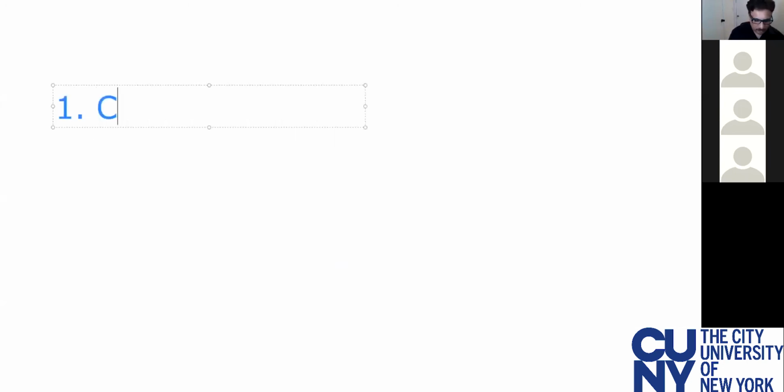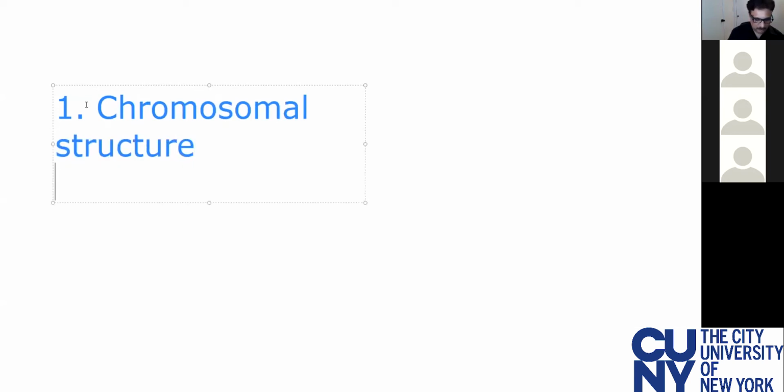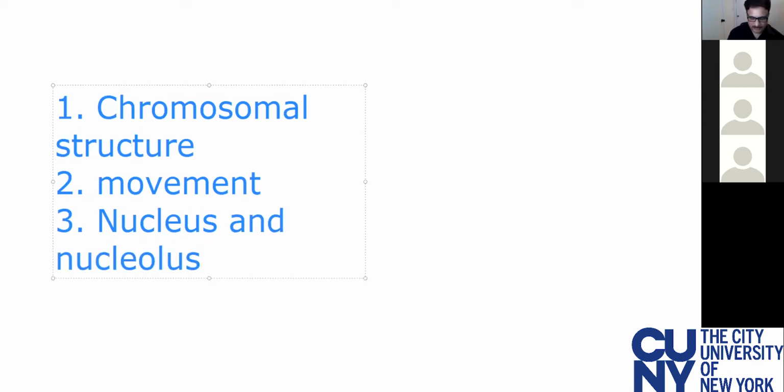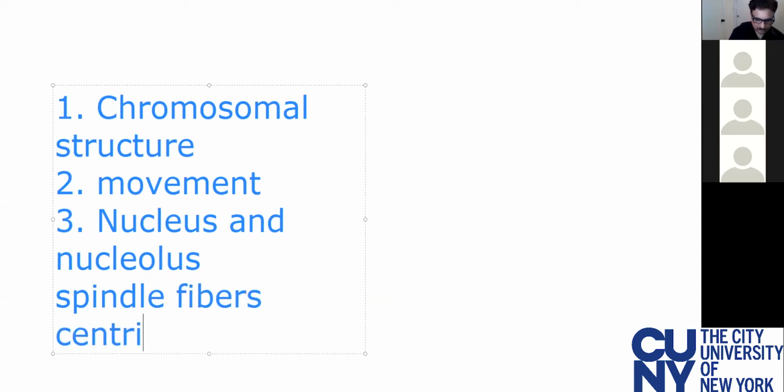Number one, chromosomal structure, then movement of chromosomes, then the presence or absence of the nucleus and nucleolus, and fourth, spindle fibers. And the last one is centrioles or centrosomes, and the movement of centrioles.